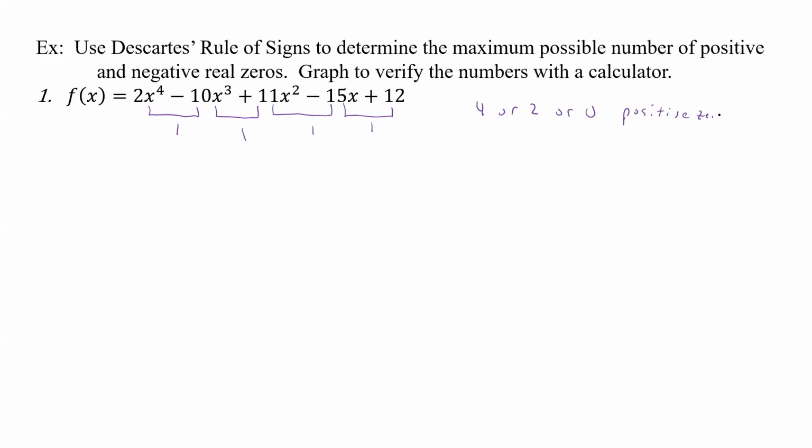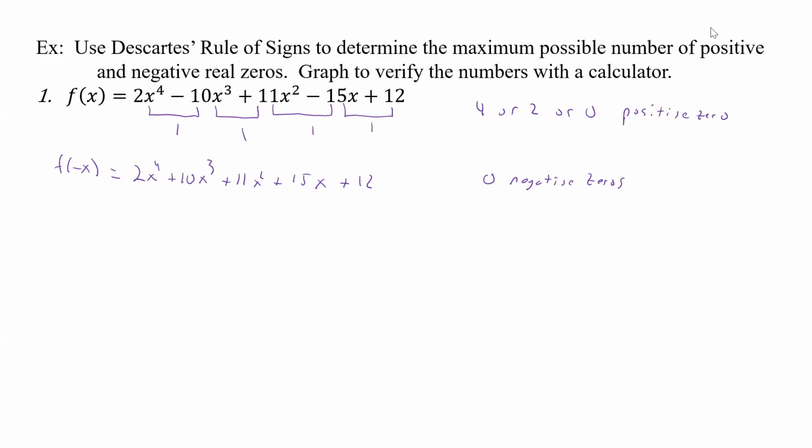positive zeros. Now if we find f of negative x, that's still going to give us 2x to the fourth. Now we'll have plus 10x to the third plus 11x squared. Now that's going to change to a plus 15x and then plus 12. And so guess what? There are no changes there. So that means there are 0 negative zeros. Okay. Now I need to make sure I have this written down, so then we can go to the calculator.